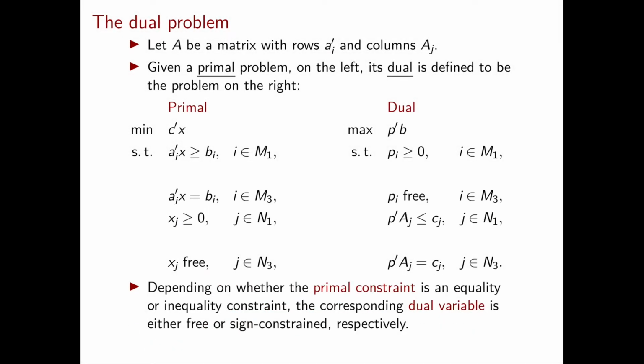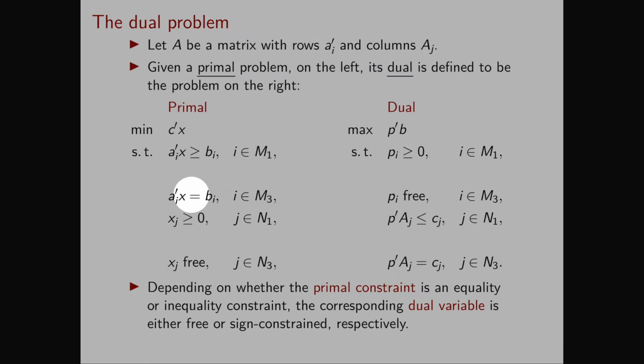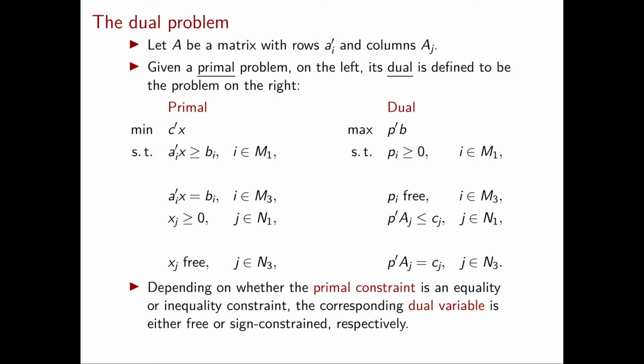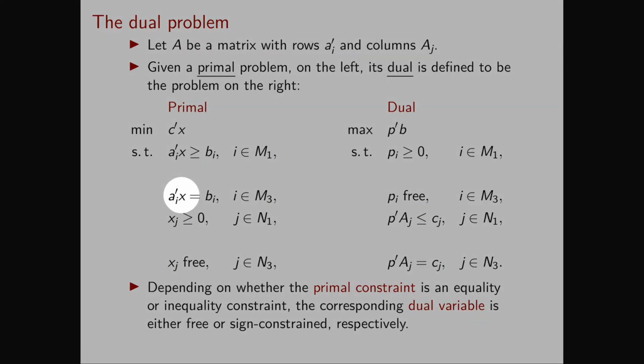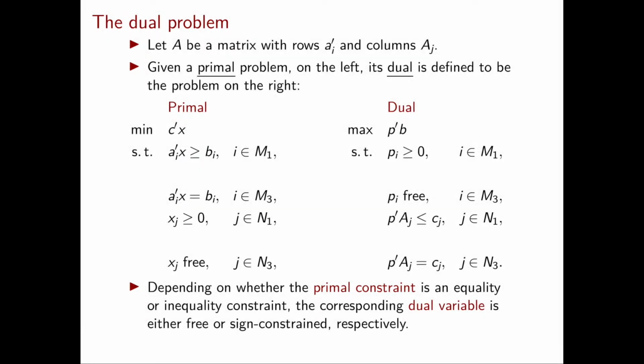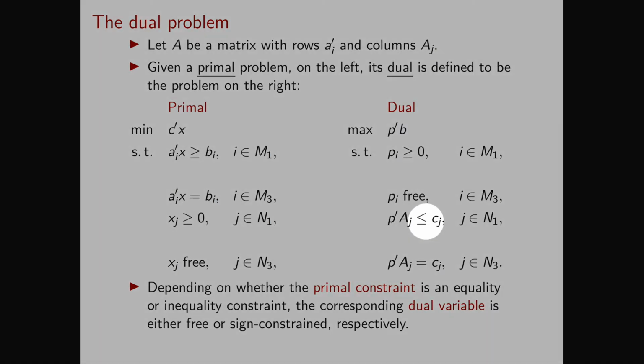When we looked at the primal in standard form, instead, we looked at equality constraints and variables that are all greater than or equal to 0. For every equality constraint in the primal of the form a_i transpose x equal to b_i, we introduced a dual variable p_i which was free. Moreover, for every non-negative variable x_j in the primal, in the dual we had the inequality constraint p transpose A_j less than or equal to c_j.